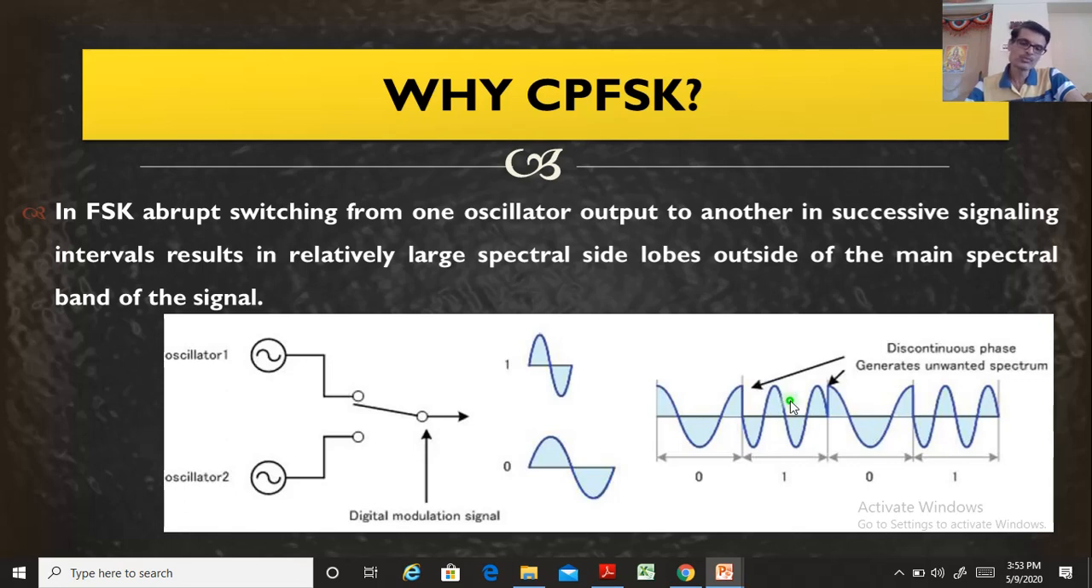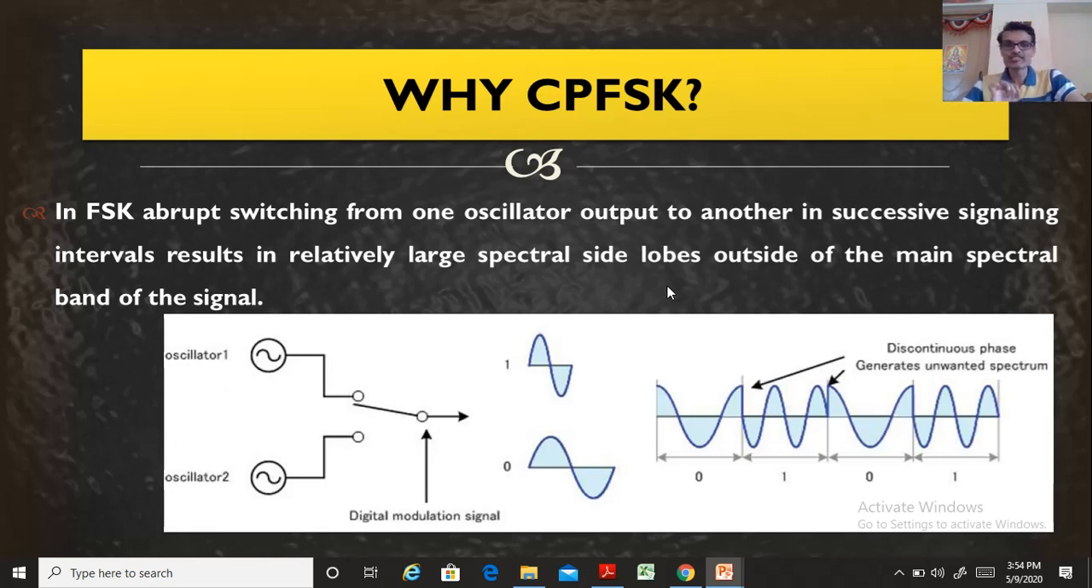Just look at this. Now what is the problem in this case? There's a discontinuous or abrupt change in the phase. In case of binary FSK, there's a possibility of an abrupt change in the phase. That should not happen. If this happens, when you draw the power spectral density for the binary FSK, there will be large side lobes, and because of that we get an interference problem. So this is a major problem in the binary FSK.